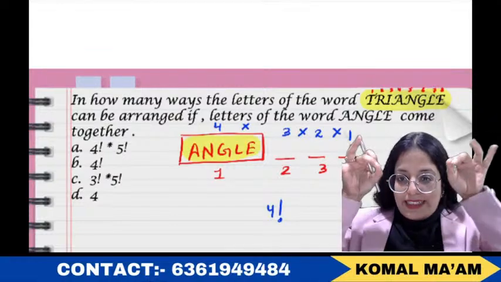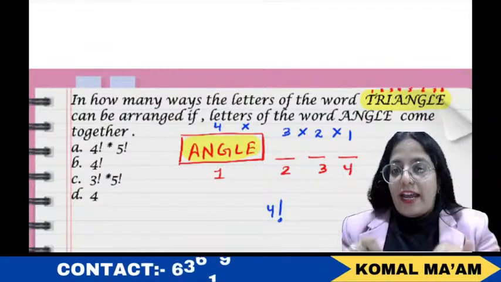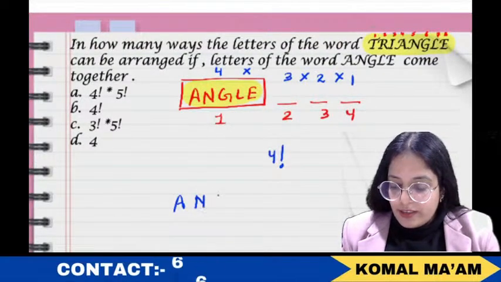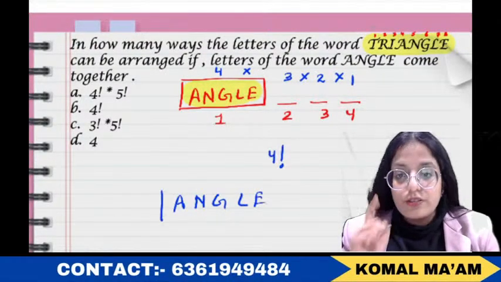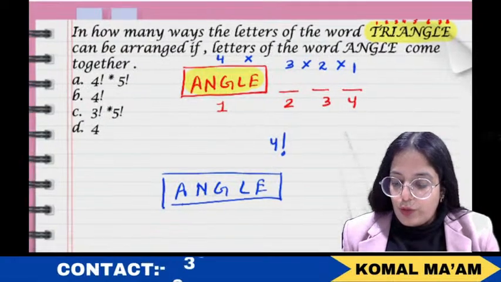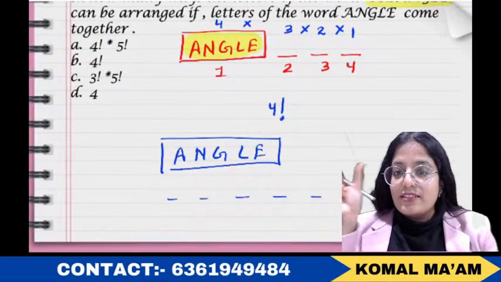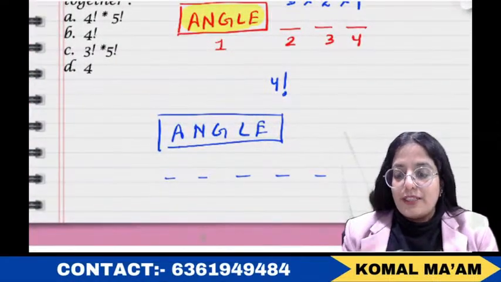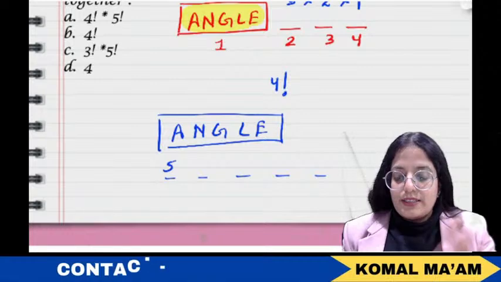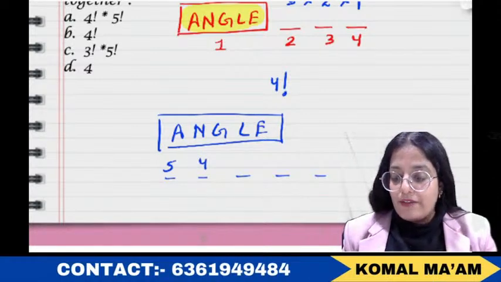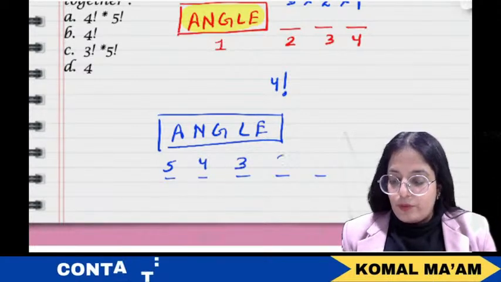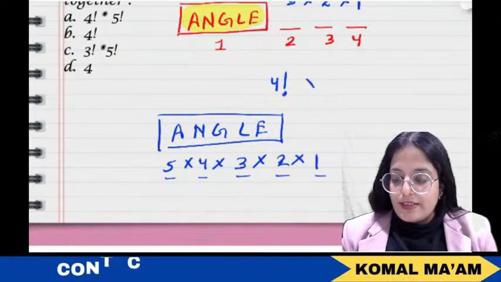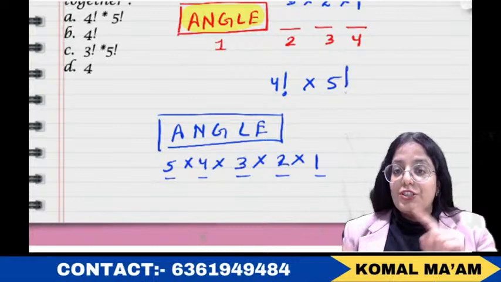Now just dive internally into the word ANGLE. You have 5 letters and 5 places. So these letters can be arranged in how many ways? 5 factorial, the same concept. For the first place I have 5 options, for the second place 4 options, for the third place 3 options, then 2 options, and then 1 option. Just multiply them. That will give you 5 factorial. And you just need to multiply this.